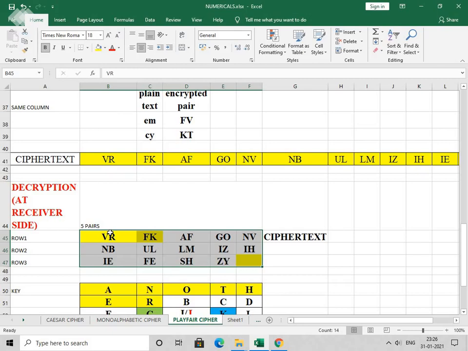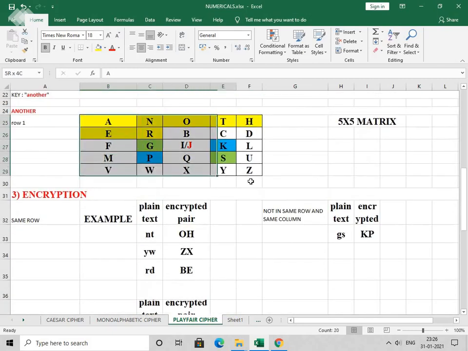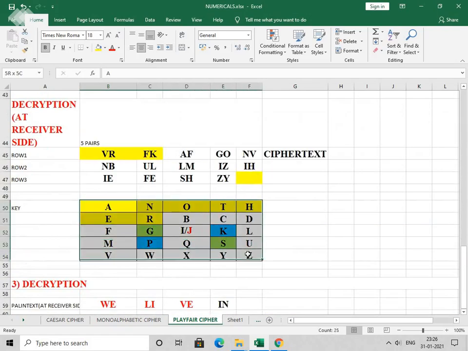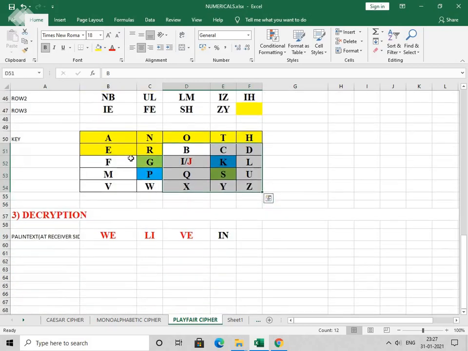Ready to decrypt. Again we need the same key, because in the substitution cipher, at the sender and receiver side we are going to use the same key, right? So the same table which we have created, the same 5 by 5 matrix, I have copied here. Our key is another. First we converted it to capital letters, and the remaining letters we have written sequentially according to the alphabetical order, right? So this is our 5 by 5 matrix.